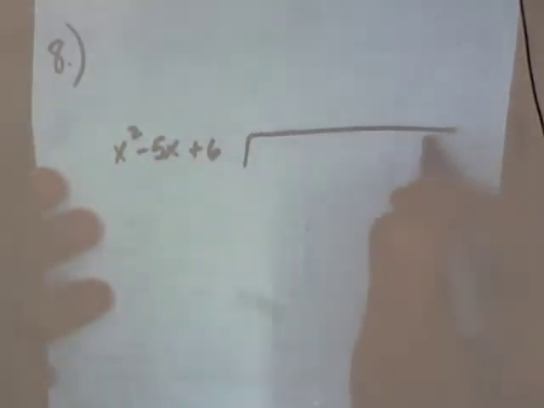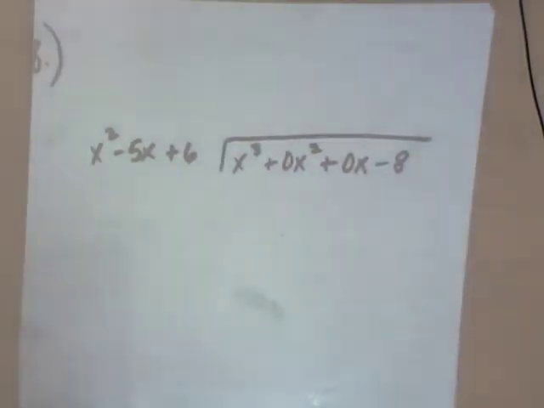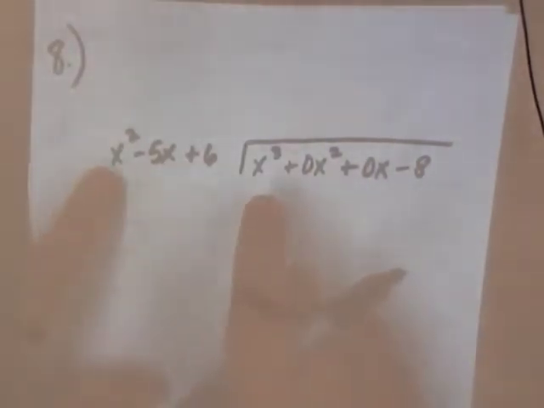It says use long division to divide. So we're going to do x squared minus 5x plus 6, divide that into x cubed plus 0x squared plus 0x minus 8. Okay, what do I gotta multiply x squared by to get x cubed? X.